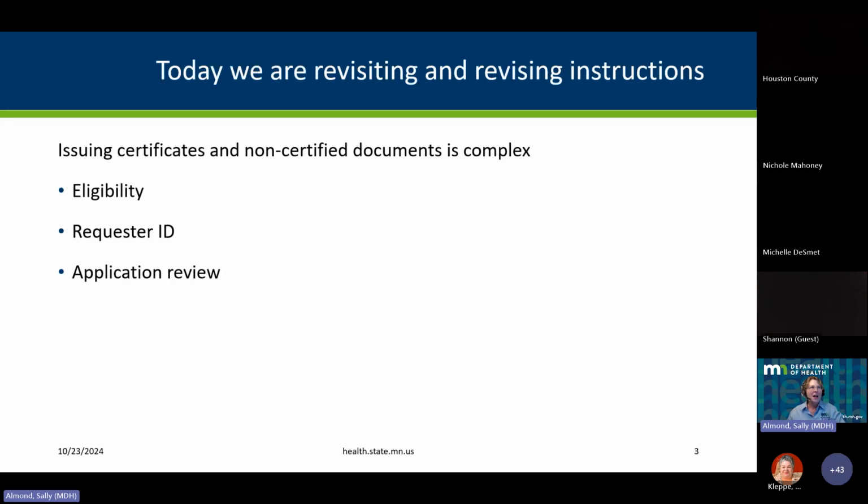So today we are revisiting and revising instructions for issuing historical records. We've talked about this before, and I just want to recognize before we get started that I know your job is really complex. You have to deal with eligibility and the ID of your customers, reviewing the application, and we're throwing another thing at you here, the age of the vital record.